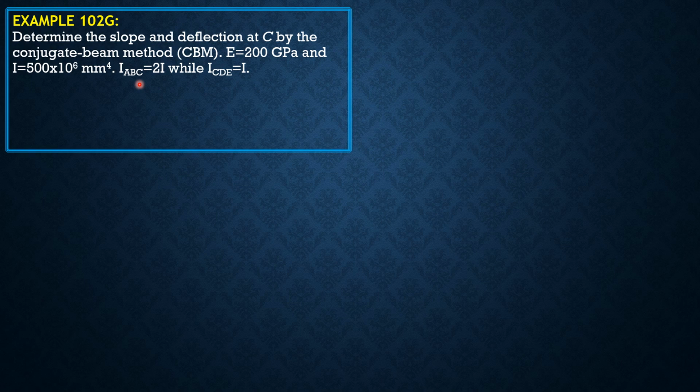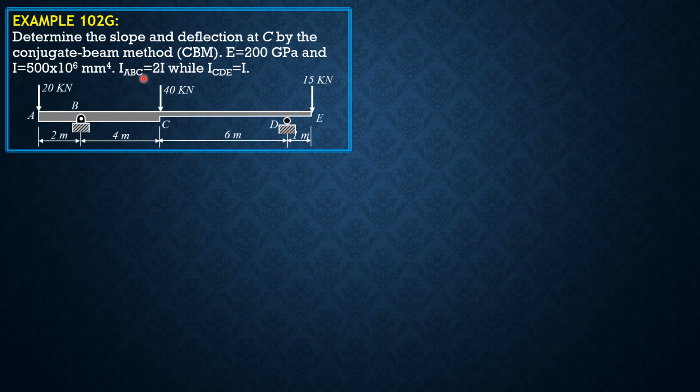So this is problem example 102G by conjugate beam method, my favorite method aside from double integration and Castigliano's second theorem. Modulus of elasticity is 200 gigapascals, moment of inertia I is 500 times 10 to the 6, and the moment of inertia for portion ABC is 2I, for CDE just I. In this problem, I select C as the moment center. So let's solve for the reactions first.